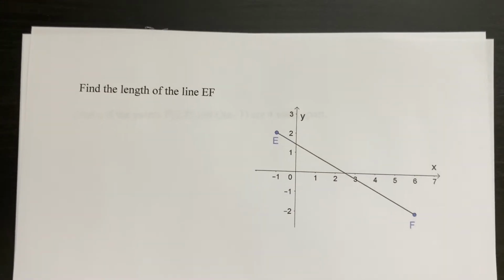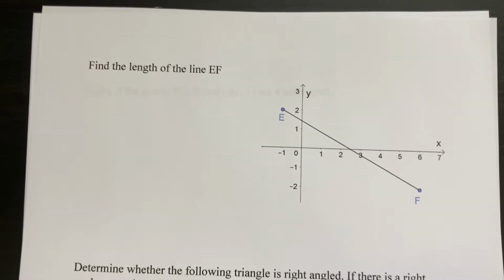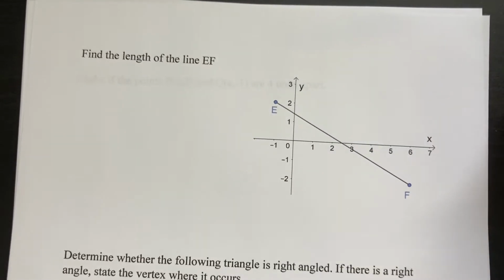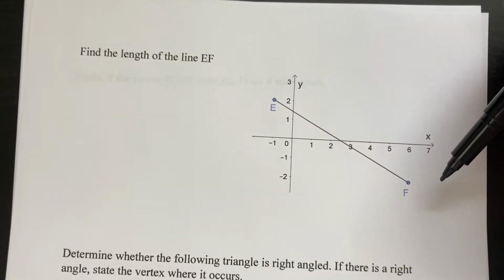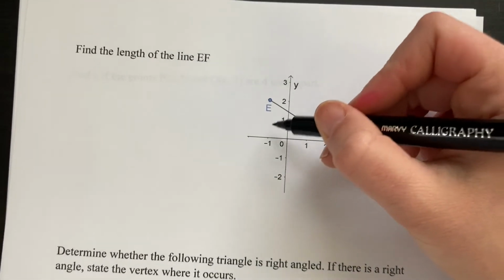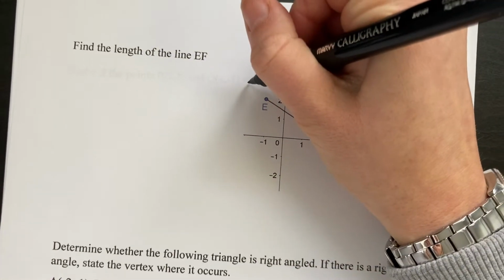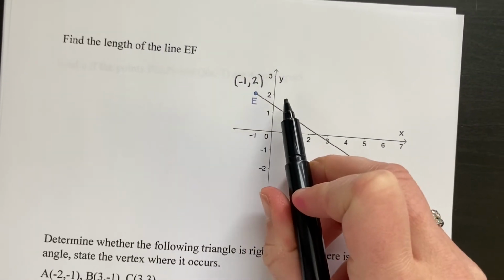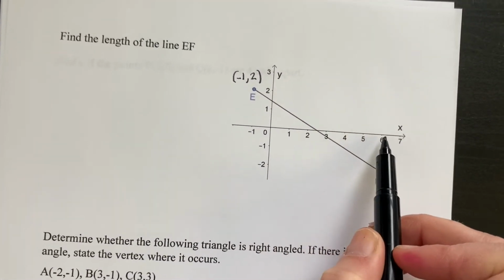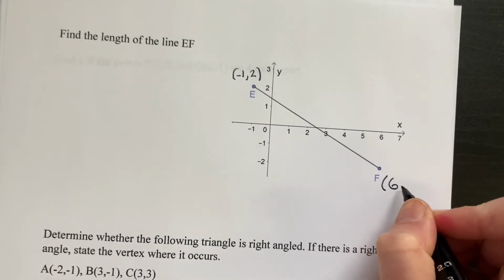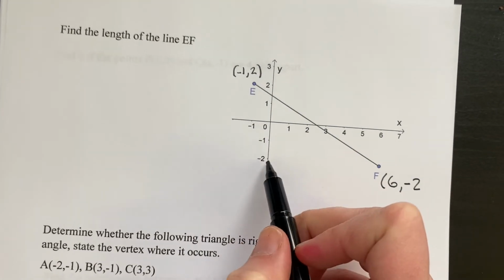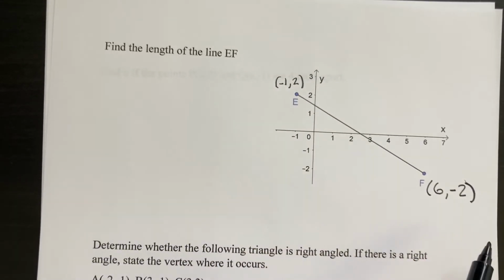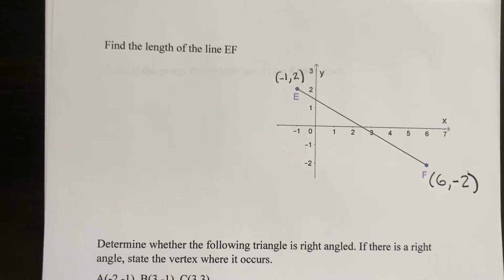Okay, for this one, we have find the length of the line EF. So if you're ever asked to find the length of a line, it's the same thing as asking for the distance from one point to another. So first, let's go through and find what these points are. So E is (-1, 2): -1 on the x-axis, 2 on the y-axis. Our point F is 6 on the x-axis and -2 on the y-axis. So those are the 2 points that we're finding the length of the line between them, which is the same as the distance between them.